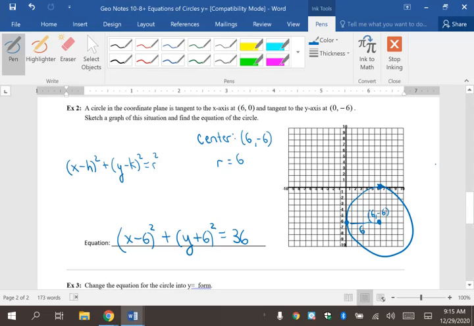So this was the little twist of if they give you coordinate points on 2 tangents. Now remember, going back to example 1 and 2, a tangent is a line, segment, or ray that hits your circle at just one point. So if you're tangent to an x-axis and a y-axis, you're going to just hit at one point.